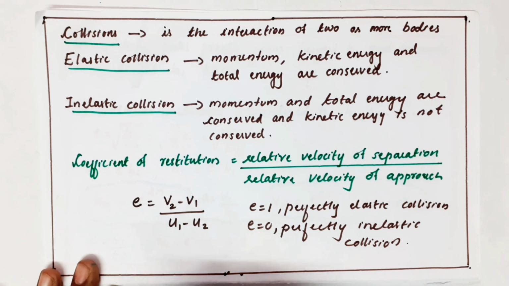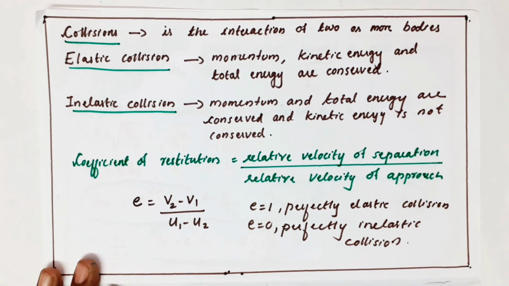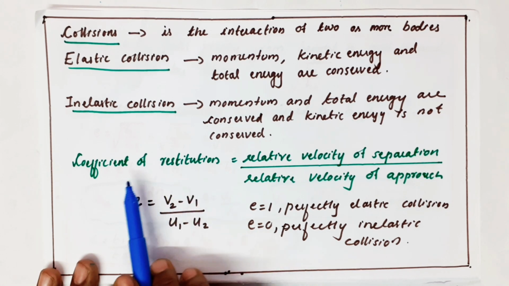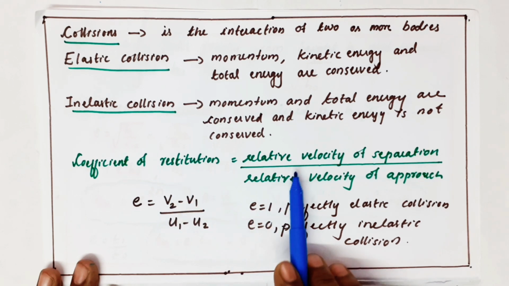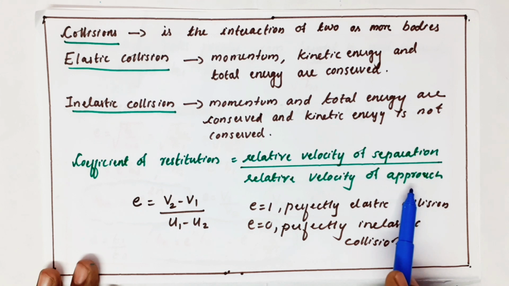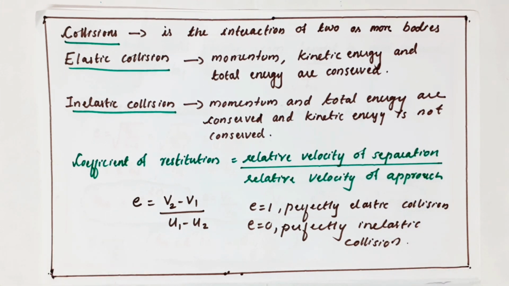So in a collision, when two bodies are colliding and moving with some velocities, we find a term called coefficient of restitution. Coefficient of restitution is the relative velocity of separation by relative velocity of approach. How can we find it? Relative velocity of separation by relative velocity of approach, or you can write it as v2 minus v1 by u1 minus u2. Here v1 and v2 are the final velocities and u1 and u2 are the initial velocities.